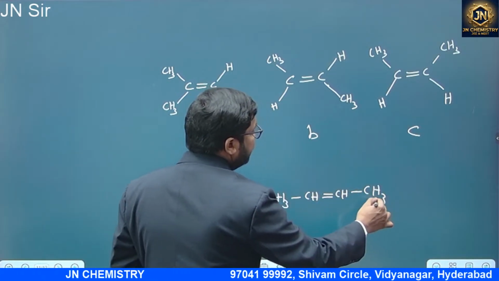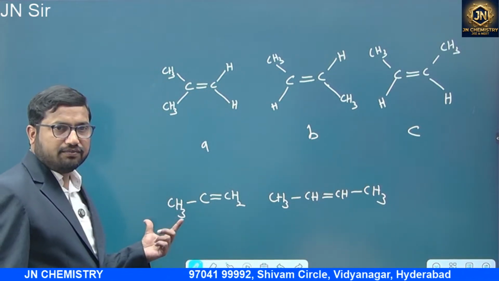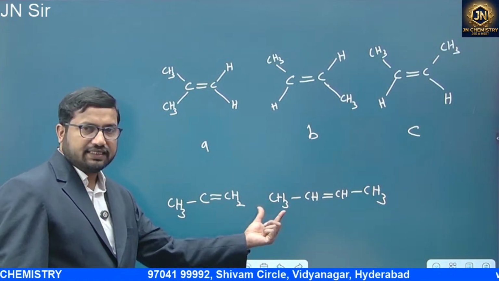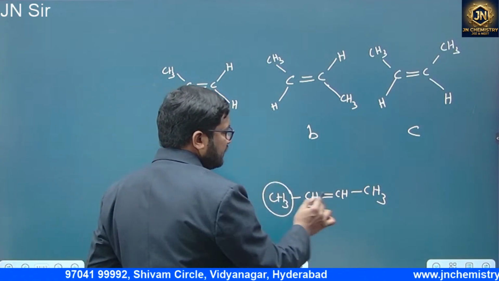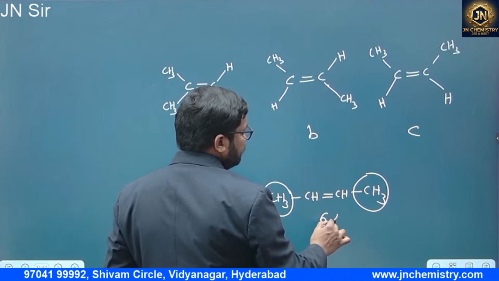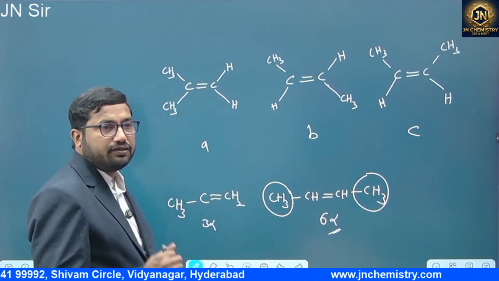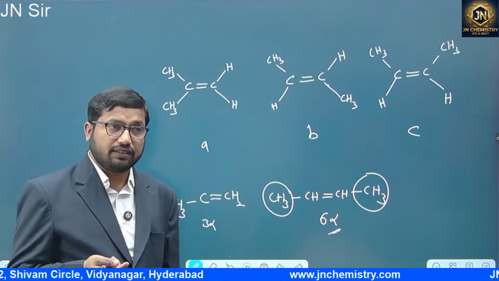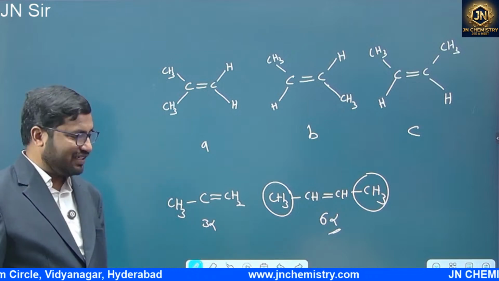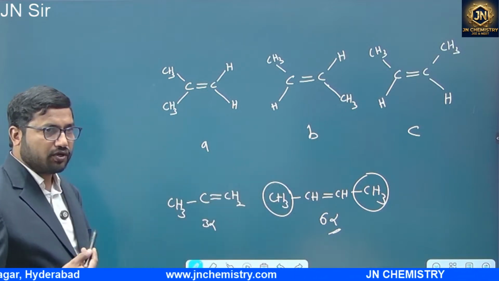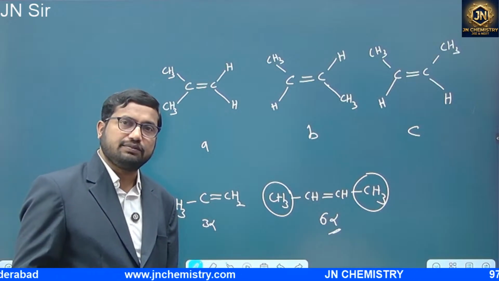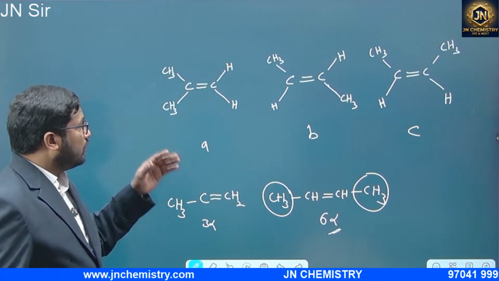Everybody can do this, right? In this case, the number of alpha hydrogens is 6. In this case, 3 and 3 alpha hydrogens make 6 alpha hydrogens. If a compound has more alpha hydrogens, it has more hyperconjugation structures, so the compound is more stable. But what about this case?